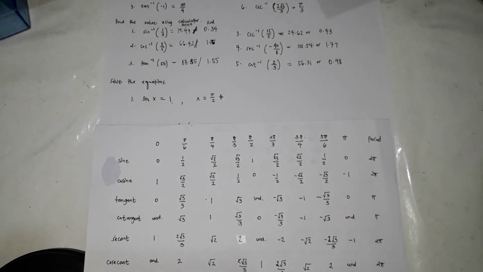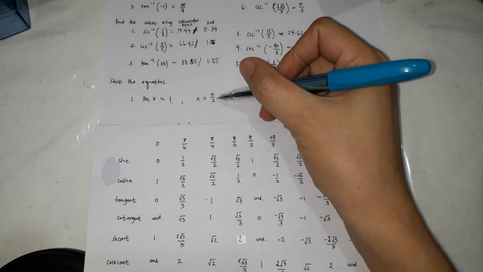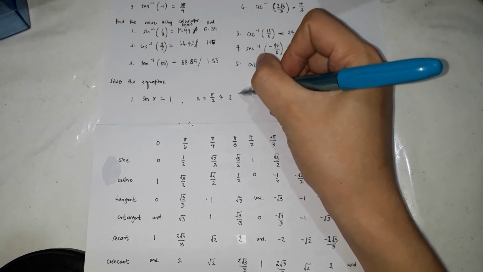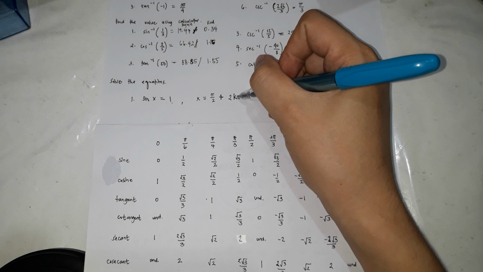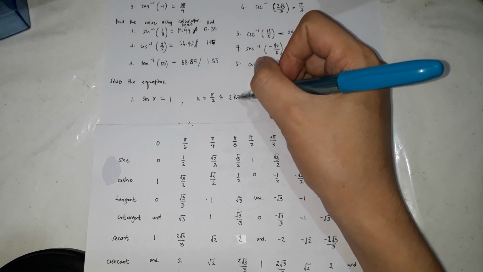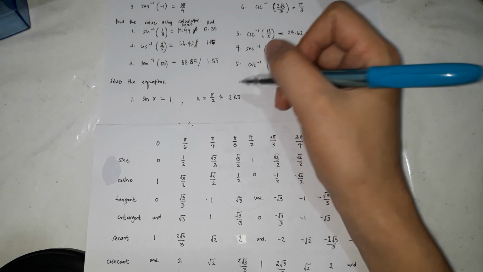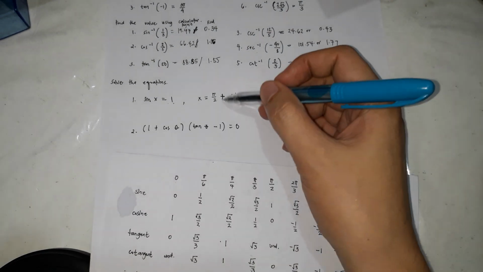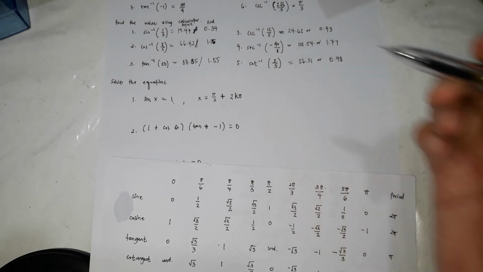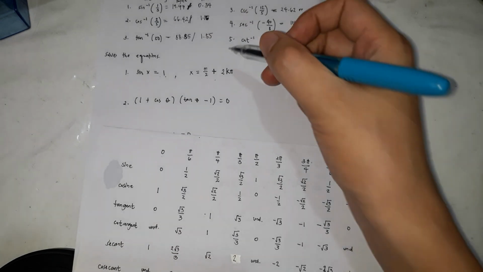So instead of writing just pi over 2, you're going to write 2 pi, put k in here, 2k pi, so that it will not just end at pi. Instead, it will continue until infinity. So the answer is pi over 2 plus 2k pi, because 2 pi is the period.